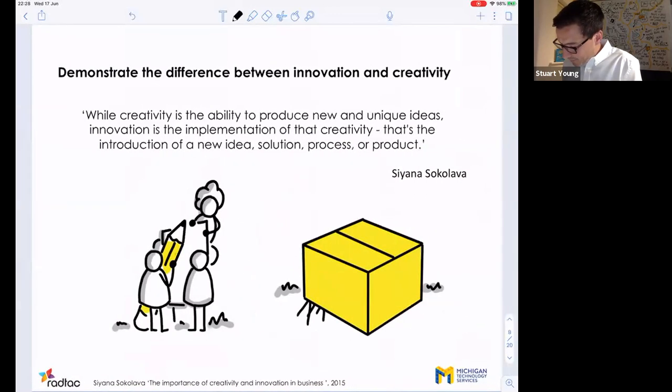Okay. Now, that's great. So we've done a little thing there about pictures, but let's demonstrate the difference between innovation and creativity. I quite like this quote here from Sienna Soklova. While creativity is the ability to produce new and unique ideas, innovation is the implementation of that creativity. That's the introduction of a new idea, solution, process, or product. I really, really like this.